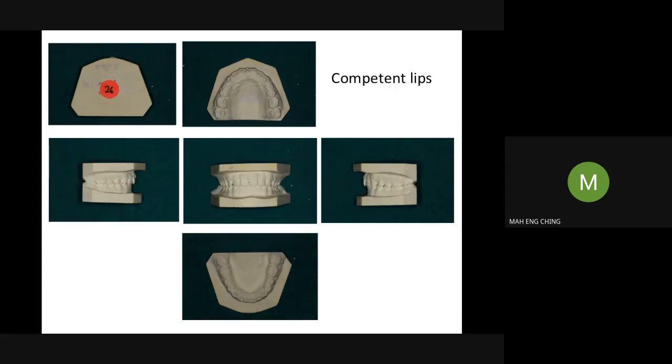Okay, this one, competent lips. You see, I already gave you a hint. Competent lips. This one has an overjet problem, maybe less than 6, but because this patient has competent lips, then maybe we give you 2A. If they have incompetent lips, then maybe we give you 3A.